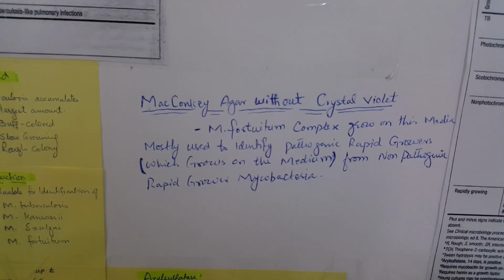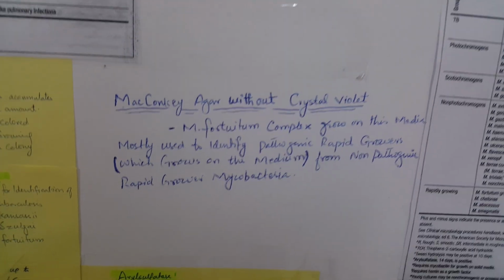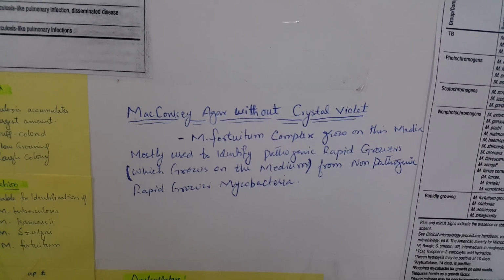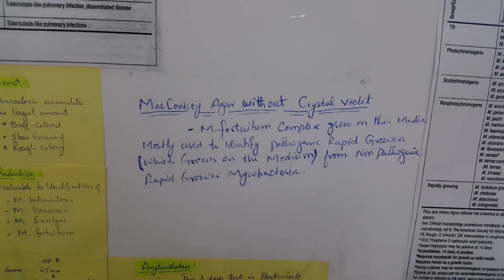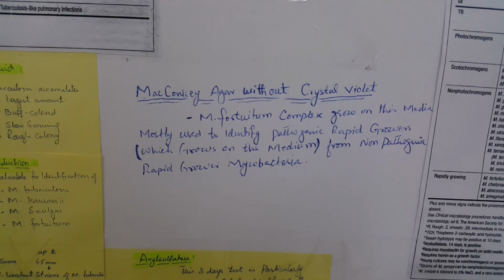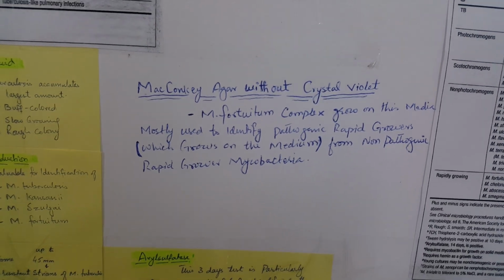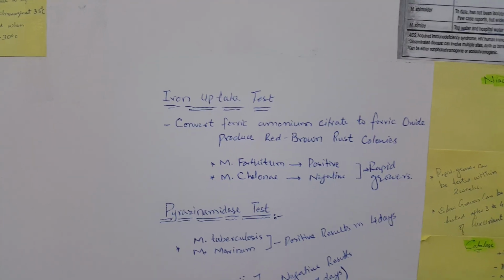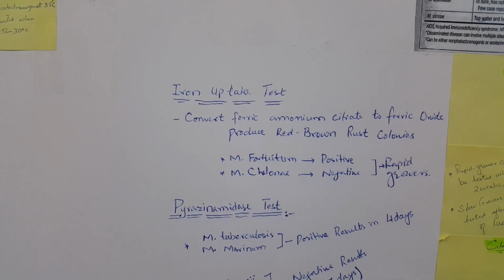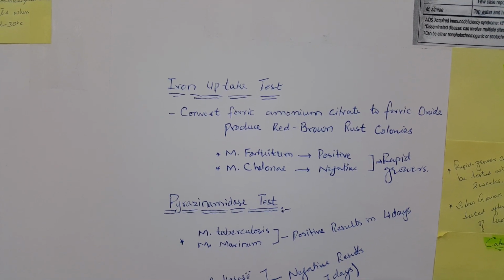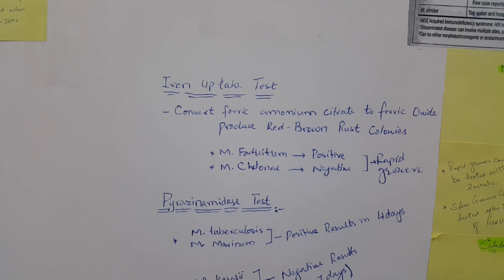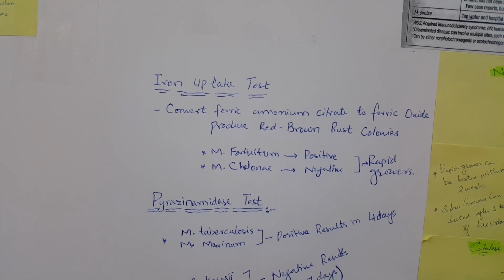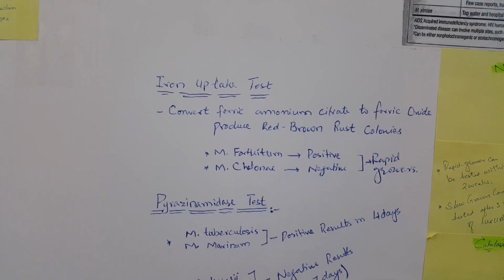MacConkey agar without crystal violet is useful for identification of rapid growers; Mycobacterium fortuitum complex grows on this medium. It is mostly used to identify the pathogenic rapid growers, which grow on this medium, from non-pathogenic rapid growers, the mycobacteria that usually do not grow on MacConkey agar without crystal violet. The iron uptake test is also positive for M. fortuitum. In this test, they convert ferric ammonium citrate to ferric oxide, producing red-brown rust colonies. M. chelonae is negative and fortuitum is positive. These are used to identify the rapid growers.